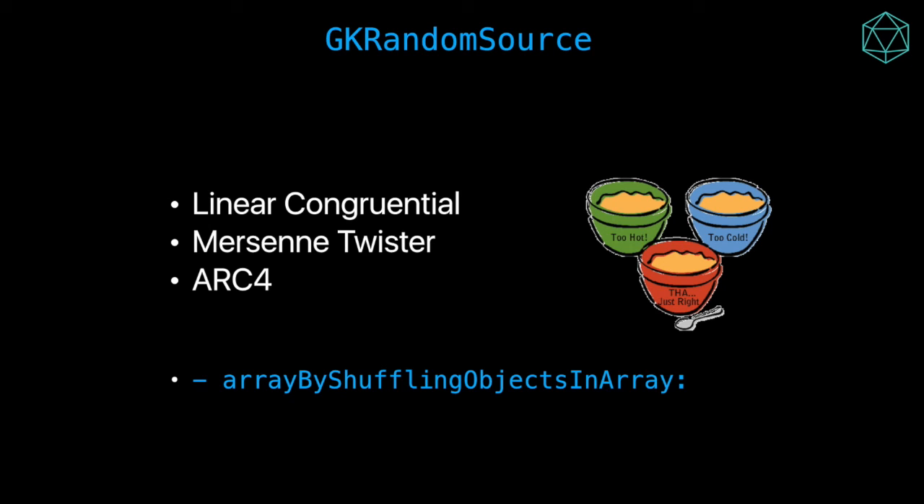The second one is called Mersenne Twister. Awesome name. It is also very random, but it is the most computationally expensive one to generate. And the third one is called ARC4. In Apple's words, ARC4 is going to be your Goldilocks random source. This is the one that hits the balance between performance and random properties.